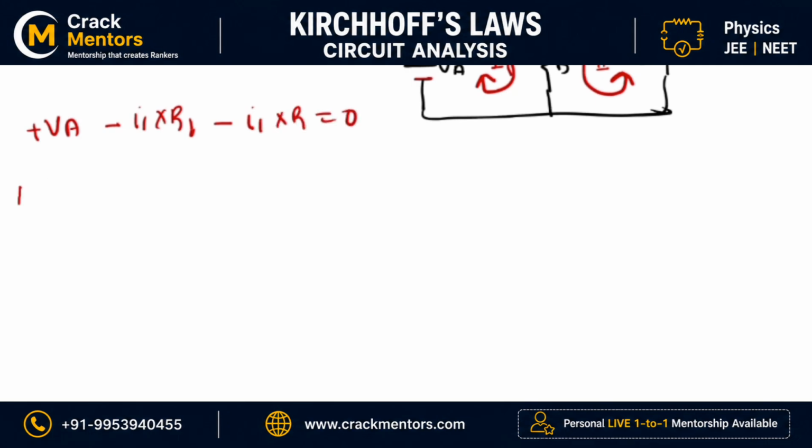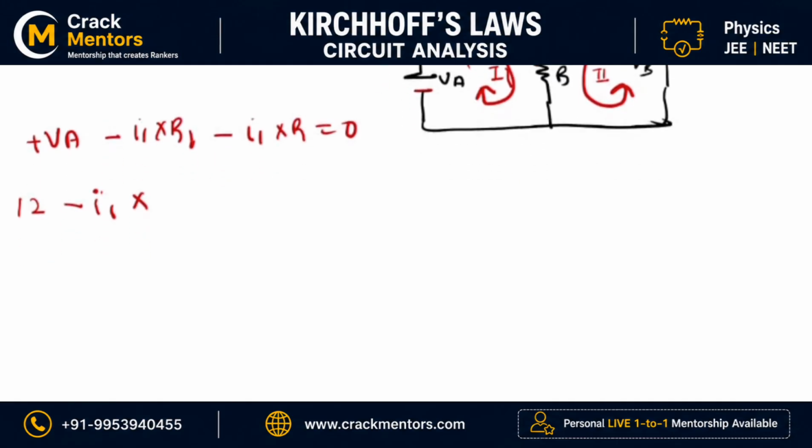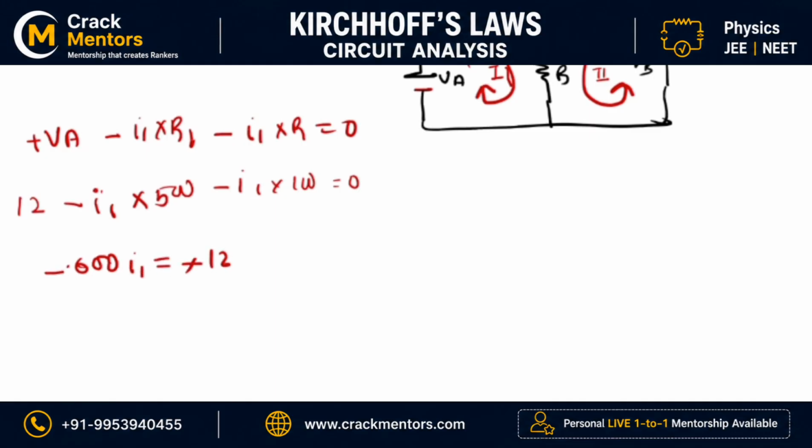So it is 12 minus I1 into R1, which is given as 500, minus I1 into R, which is given as 100, equal to 0. So I can say 600 I1 is equal to 12. I1 is equal to 1 upon 50, or you can say 0.02 ampere. For now I got the value here.